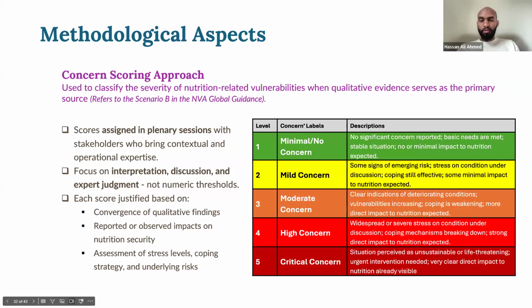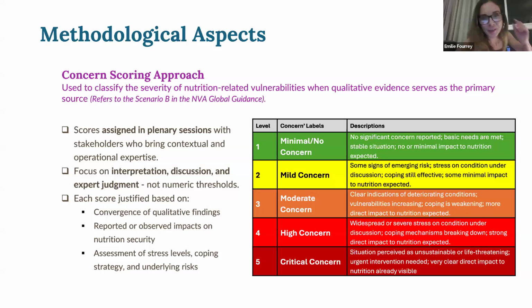Emily, over to you. Yes, sorry, I'm having internet issues. So looking at the concern scoring approach, we had different categories from minimal concern to critical concern. If you can move on to the next slide, please.